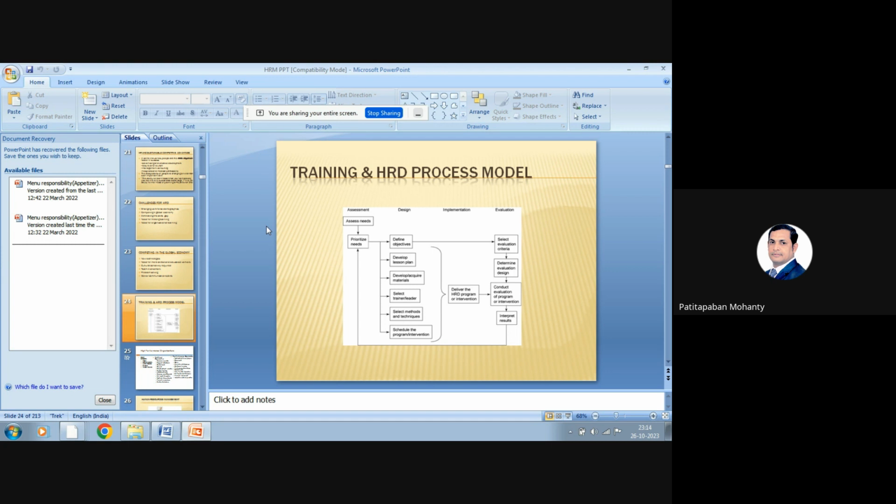Did you get my point? I am just citing an example. So these two objectives I have in my mind. That is my objectives, and those objectives create the prioritization. Then I will go for assessment. Then I will create the lesson plan. Lesson plan means how I can achieve those objectives.